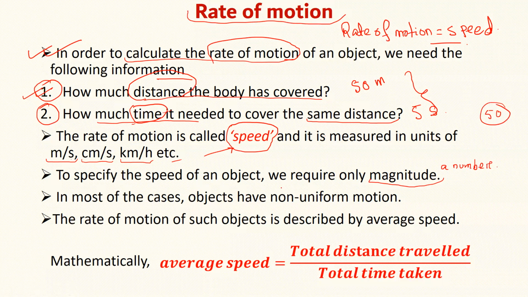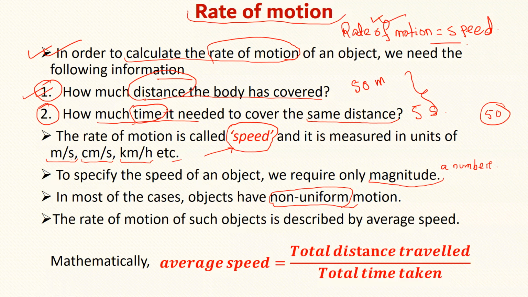In most cases, objects have non-uniform motion. In the previous video, whose link I will give somewhere in this video, we discussed that most of the objects that we see around us have non-uniform motion. So when we have to calculate the speed of an object, which is nothing but the rate of motion, what information will we need?